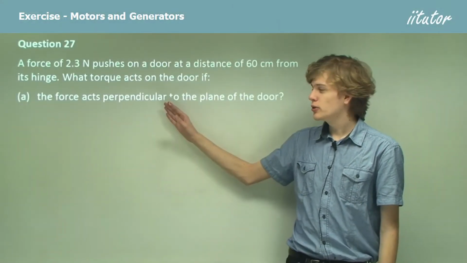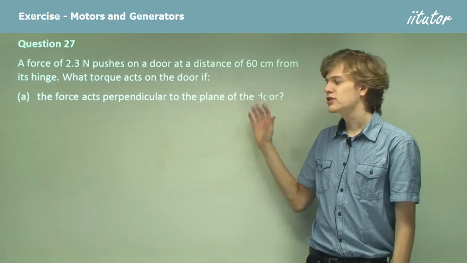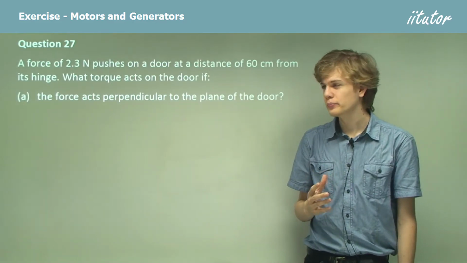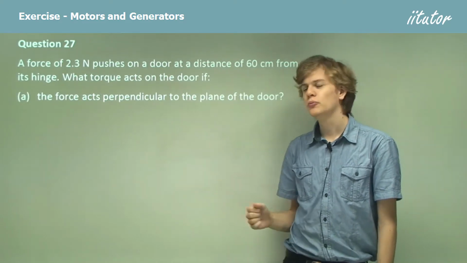A force of 2.3 newtons pushes on a door at a distance of 60 centimeters from the hinge of the door. What torque acts on the door if the force acts perpendicular to the plane of the door?